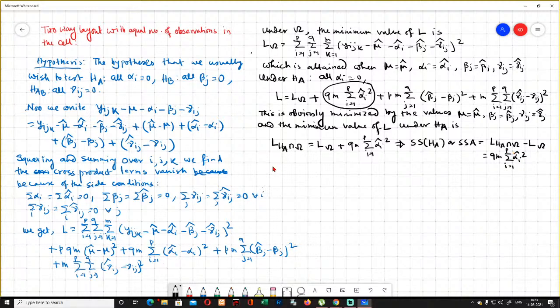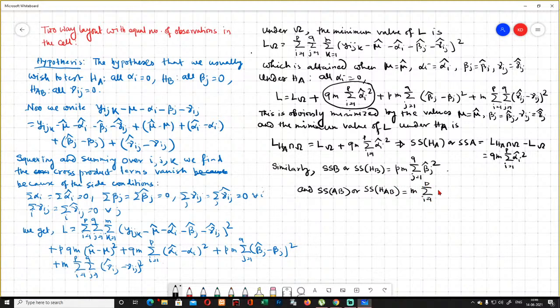Similarly, SSB or SS due to HB, which is Pm sum over j from 1 to q beta j hat square, and SSAB, sum of square due to interaction, or SSHAB, this is m into sum over i from 1 to p, j from 1 to q gamma ij hat square.